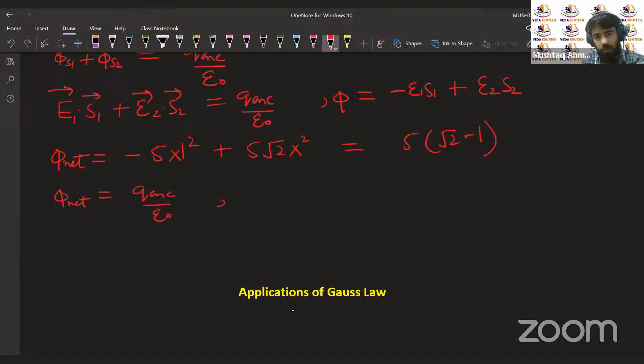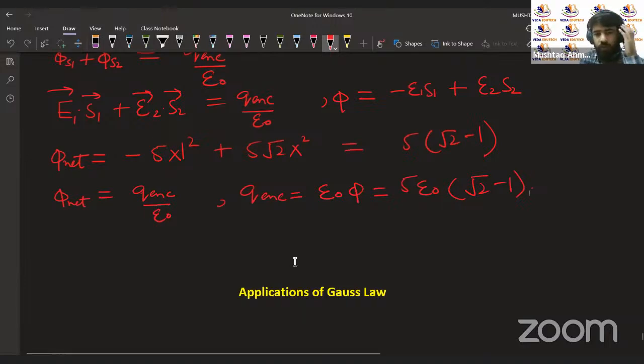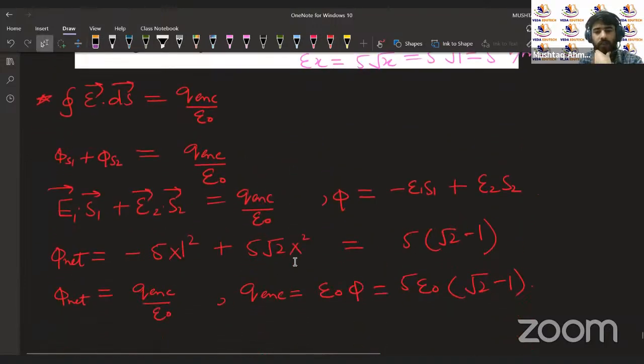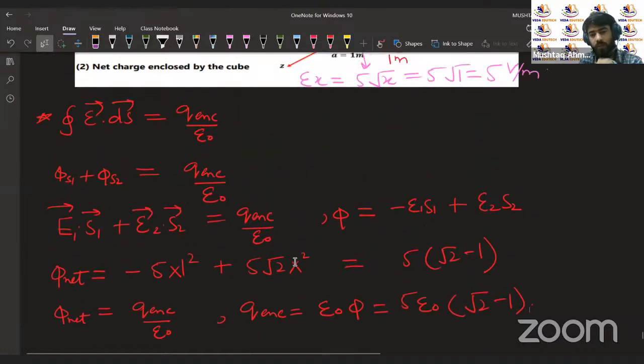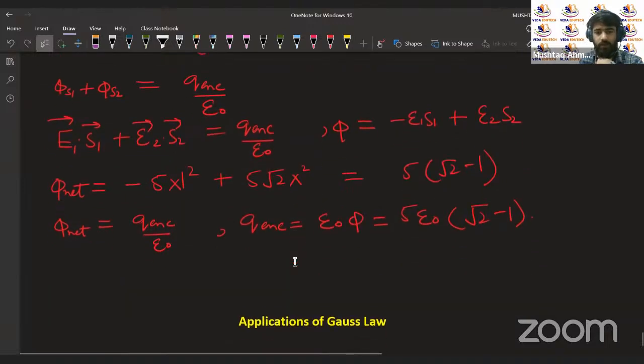So the charge enclosed will be epsilon naught times flux. So it will be epsilon naught times root 2 minus 1. So this will be the charge enclosed within this cube, which is responsible for this total flux, right? So that was it with respect to this question. That's how we calculate the charge enclosed if we know the electric flux passing through the closed surface, right?